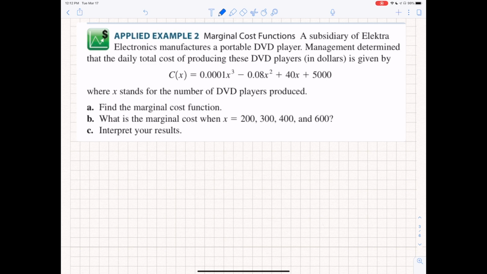So we know that marginal means find the rate of change. I need to find C prime. And so I'm going to differentiate each piece here. The derivative of the first part is 0.0003x squared minus 0.16x plus 40. And that's the answer to part A.